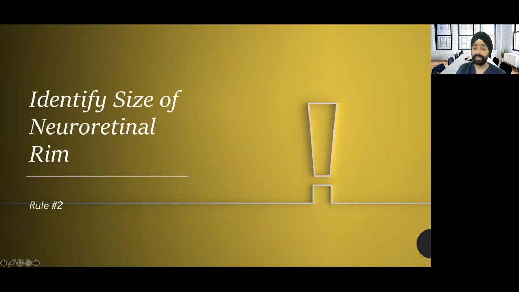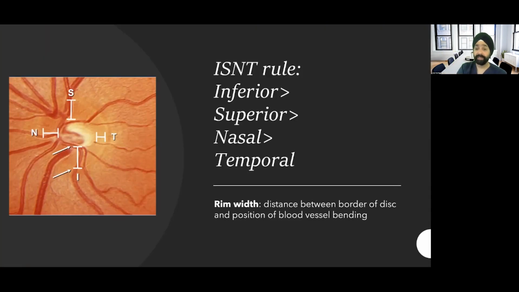The second rule is identifying the neural retinal rim. In other words, do we have healthy rim or not? And this is called the ISNT rule. I learned this when I was a resident. I loved it. Basically, the inferior rim should be thicker than superior, then thicker than nasal, and temporal rim is usually the thinnest rim.